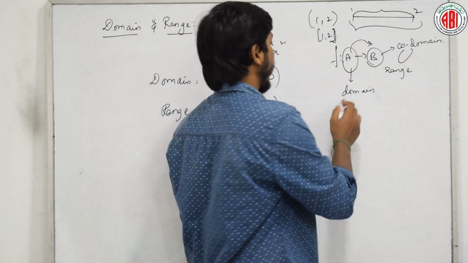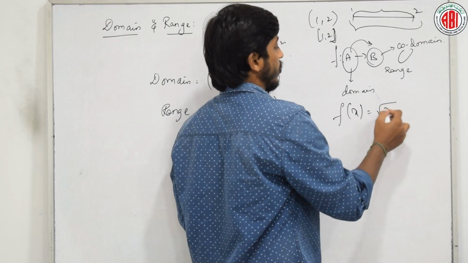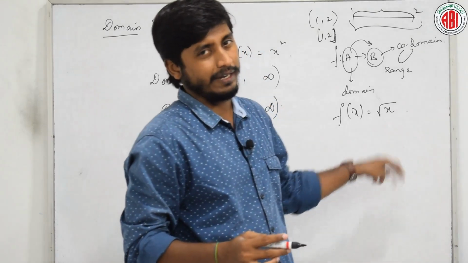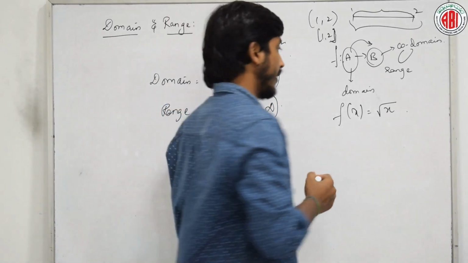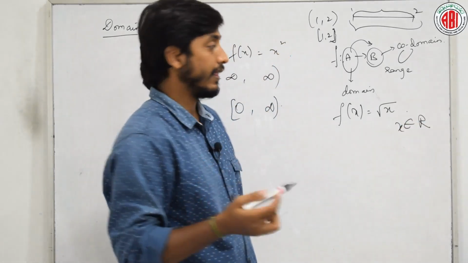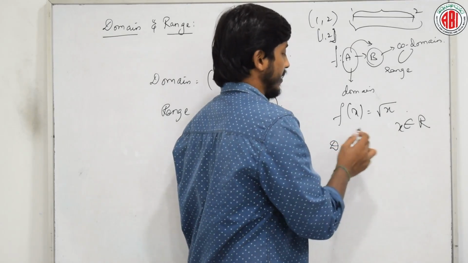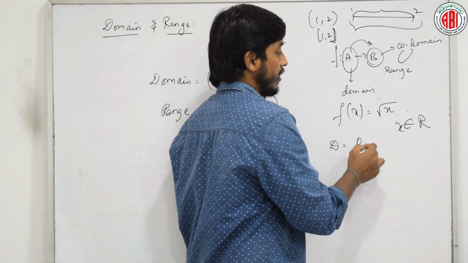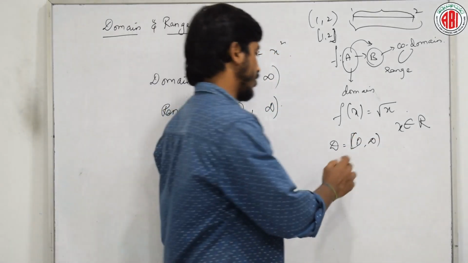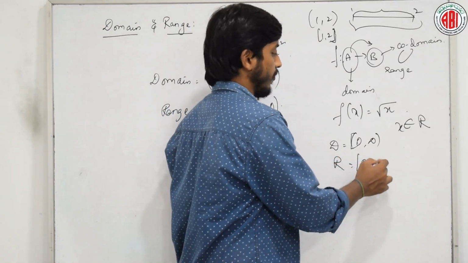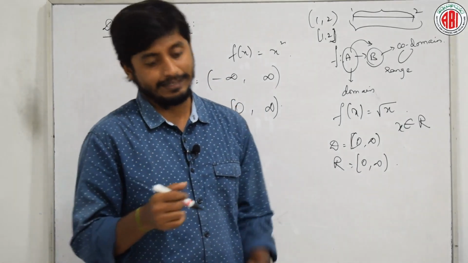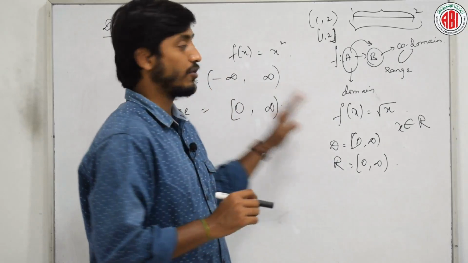Okay. What if f of x is root x? Tell me, under this root, can we have any negative numbers? No, right? If x belongs to the real numbers, then the domain is always from 0 to infinity. It includes 0. Then what about the range? Range will obviously be 0 to infinity. Is it clear? It includes only non-negative numbers. Did you understand what domain and range are?